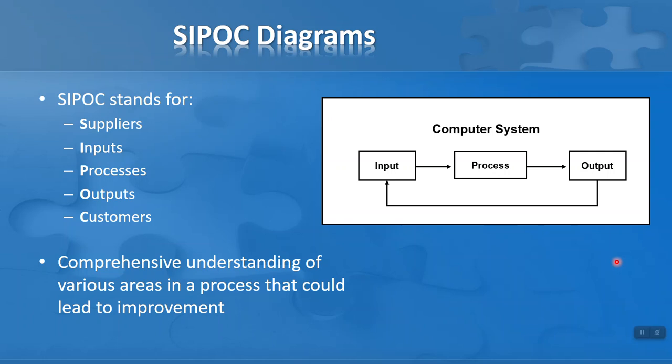Throughout the process, the suppliers, S, provide input I to the process P. The process you're looking at to improve adds business value. This results in output O that should meet or exceed a customer's C expectations. So it's a really good tool for giving us a comprehensive understanding of various areas in the process that could lead to improvement and help us solve our problems.